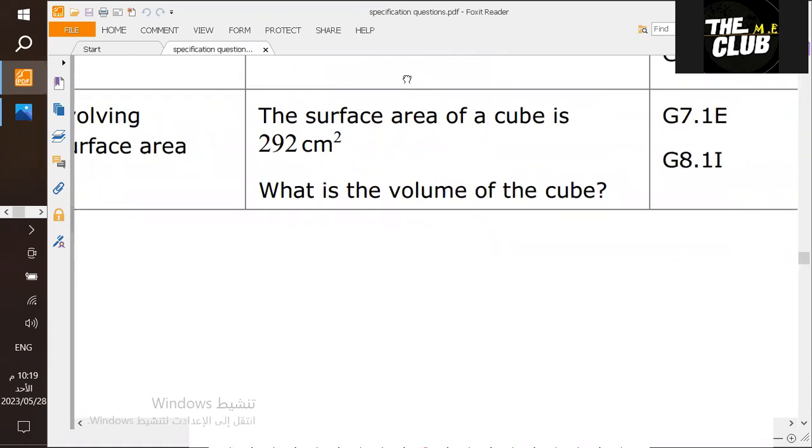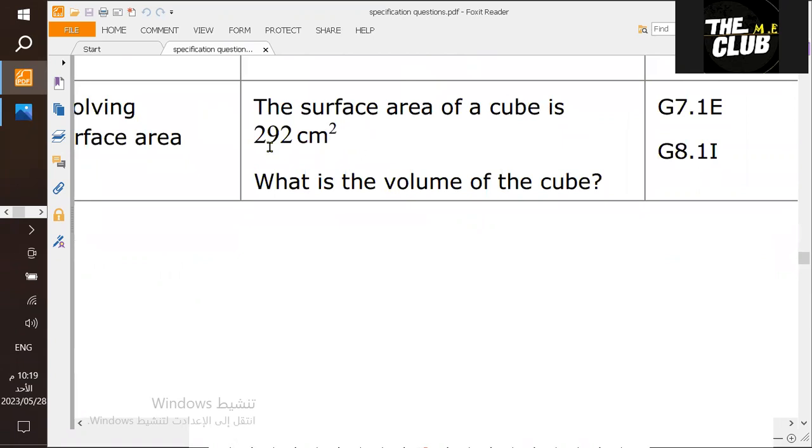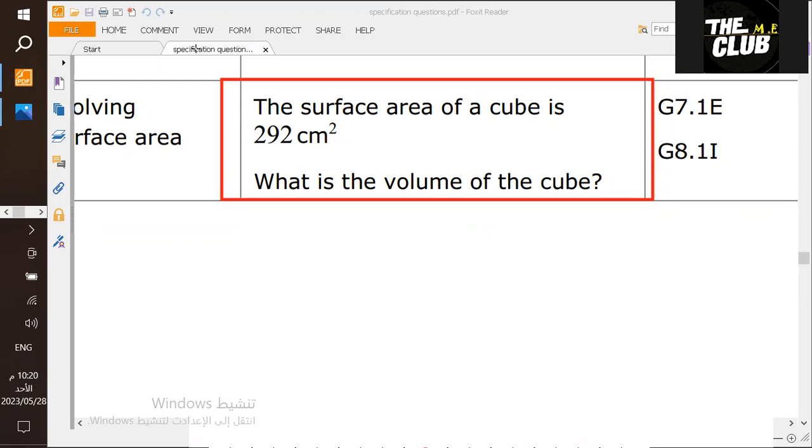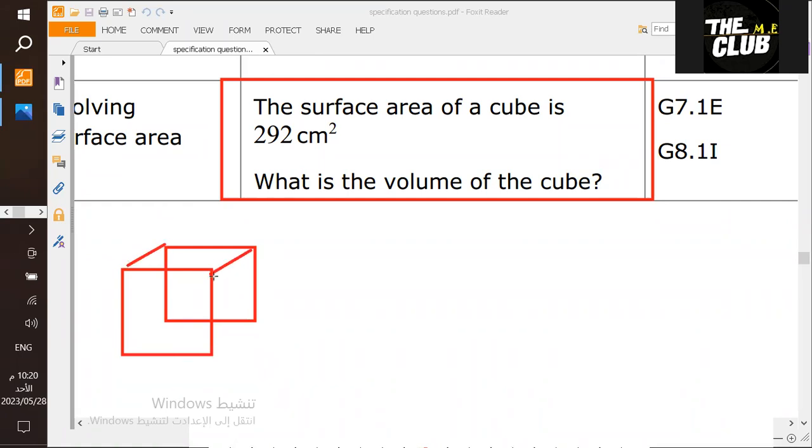For example, let's take a look at this question. The surface area of a cube is 292 centimeters squared. What's the volume of the cube? Questions like that do come in the test. So you're supposed to find out the length of the cube, because all of the edges have the same length. Now, the surface area means all of the 6 faces together have an area of 292. So first you're trying to find the area of one of the faces because there are 6.